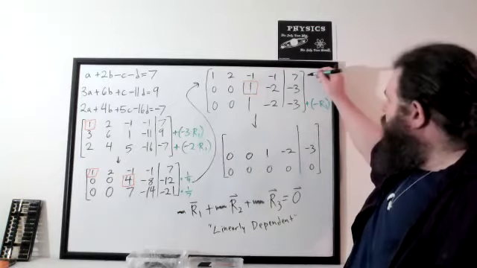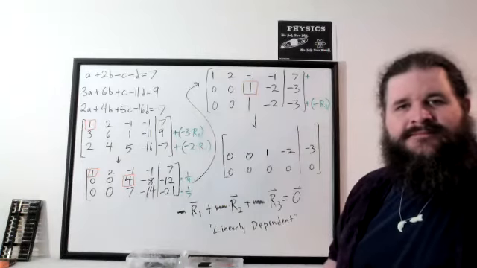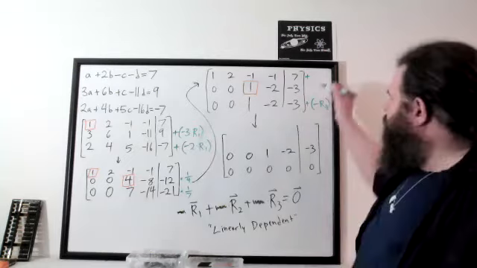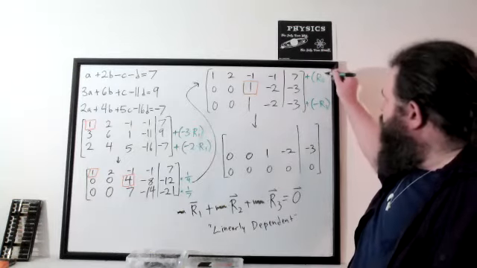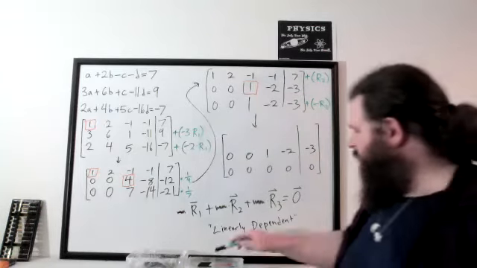What could we add to row 1? Could we just add row 2? Yeah, if we just add row 2 exactly as is, this +1 will cancel out the -1. And let's see what else we get.